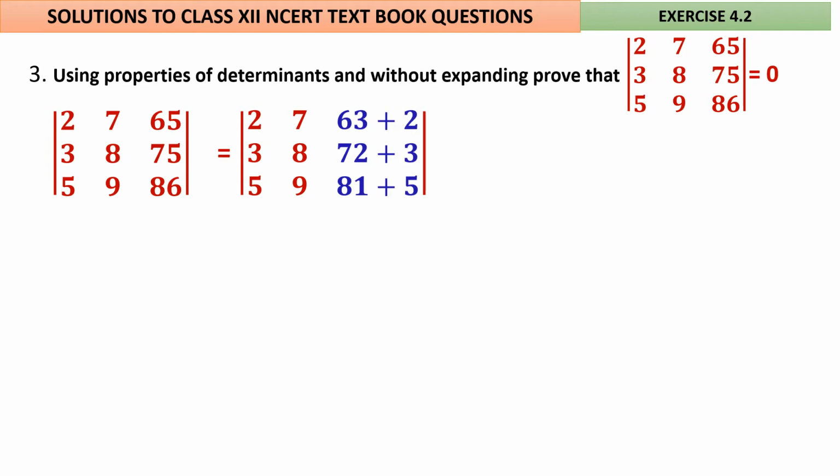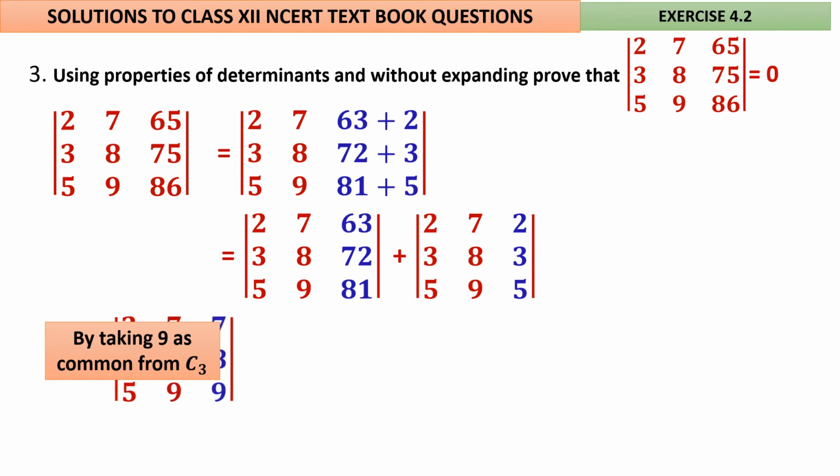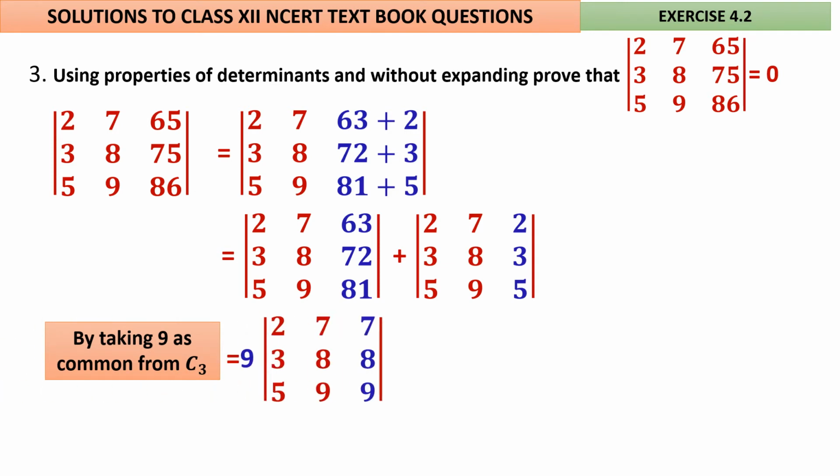Therefore, now you can split it into two determinants. First determinant with 63, 72, 81 as the third column. Second determinant with 2, 3, 5 as the third column. Now, by taking 9 common from C3 in the first determinant, it will become 9 multiplied by 2, 7, 7, 3, 8, 8, 5, 9, 9. The second one is 2, 7, 2, 3, 8, 3, 5, 9, 5.